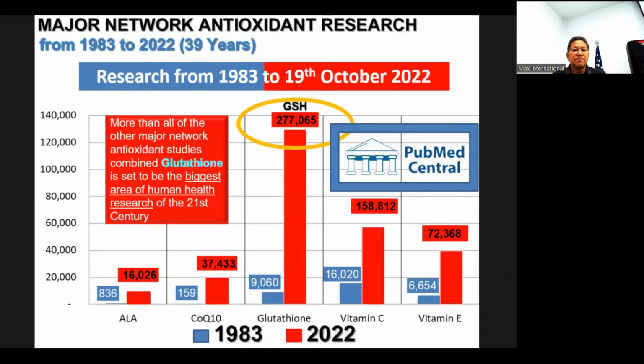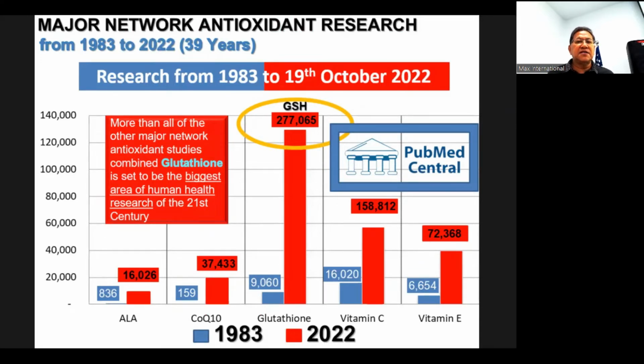Okay, first look at the blue figures. Those are the number of studies done in 1983. Alpha-lipoic acid, only 836. Coenzyme Q10, only 159. Glutathione, 9,060. Vitamin C, 16,000. And vitamin E, 6,654. So in 1983, vitamin C was the most researched of the 5 antioxidants.